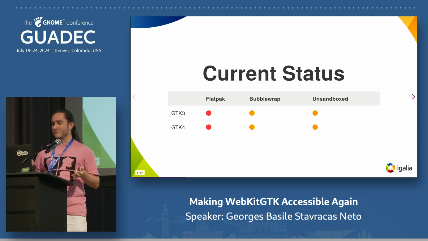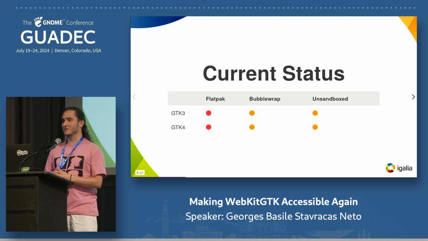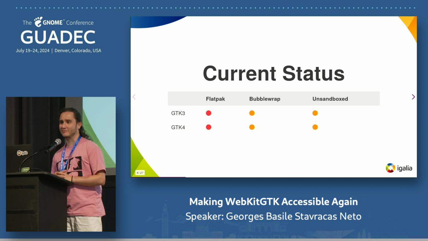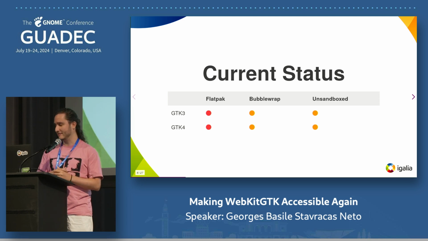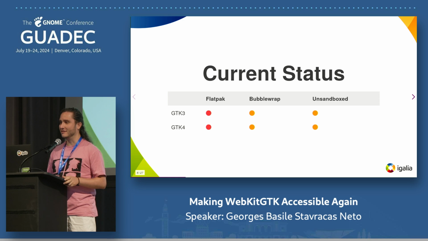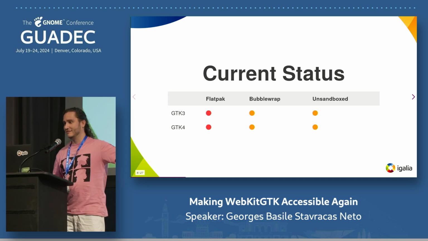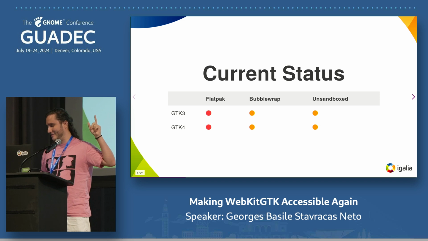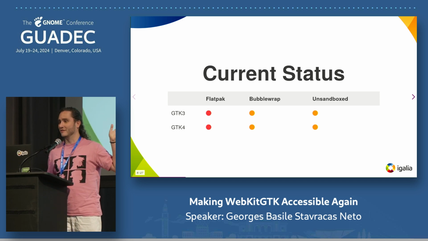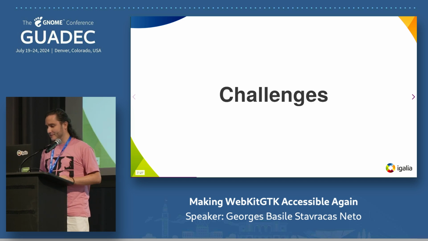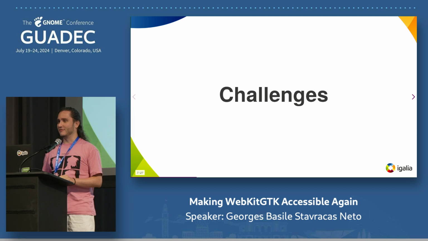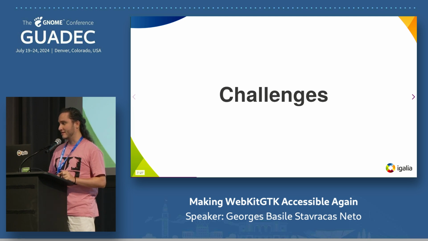And as I was saying, I decided to not go for a bubbly presentation about the new stuff, because I wanted to talk about the difficulties in making those two columns yellow, instead of talking about why none of them are green. So let's talk a little bit about the challenges of making a web browser, a web engine, accessible.